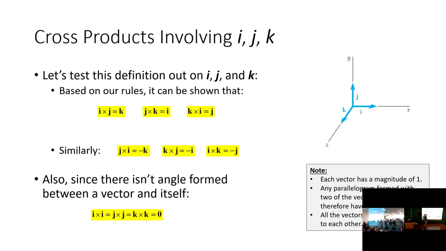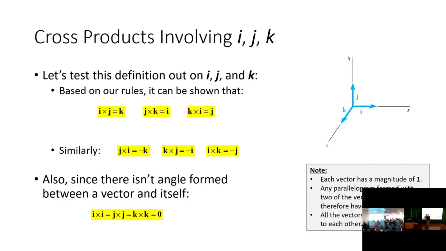Each vector has a magnitude of 1, right? The i vector, the j vector, the k vector all have a length of 1. Now, what is the angle between these vectors? What's the angle between i and k? 90 degrees, right? What's the angle between i and j? That's a 90-degree angle. The angle between each of these respective vectors is 90 degrees. So let's talk about magnitude. If I were to cross any one of these vectors, let's take i cross j, I would be looking at this parallelogram. What would the area of that parallelogram be?